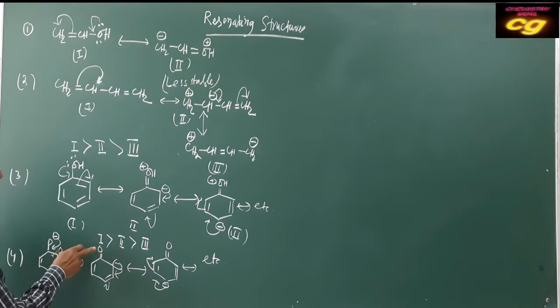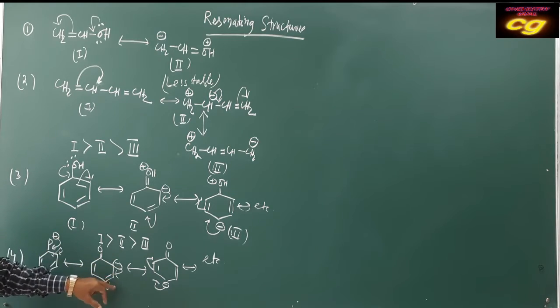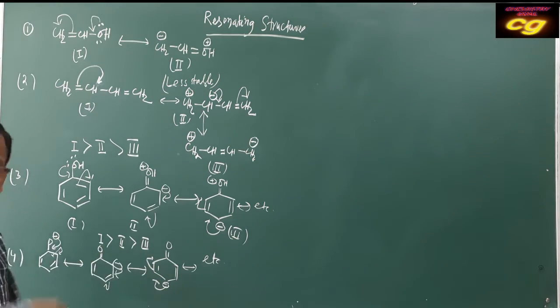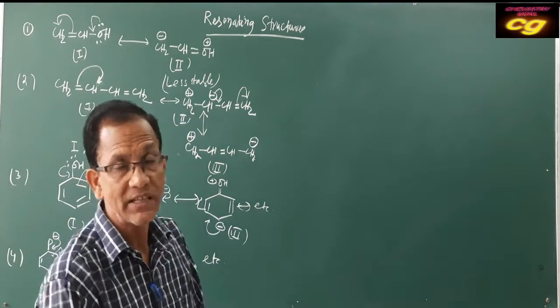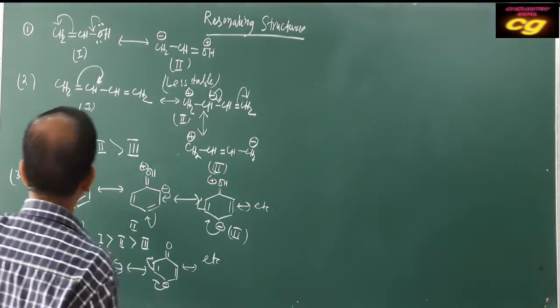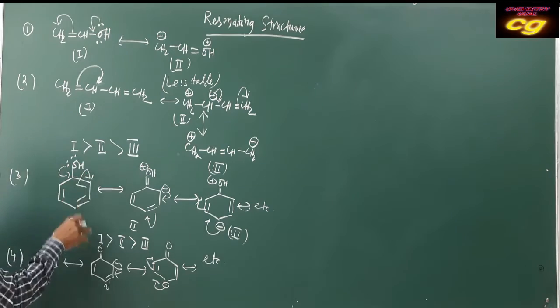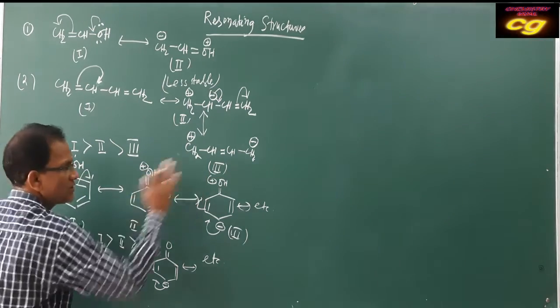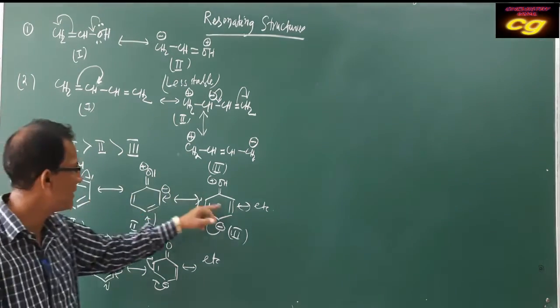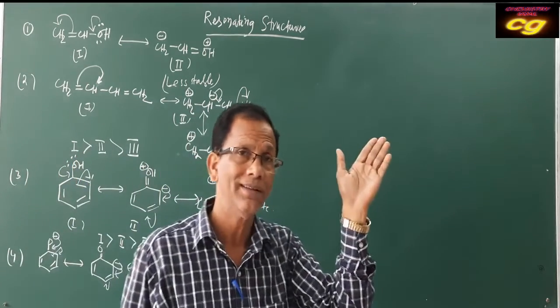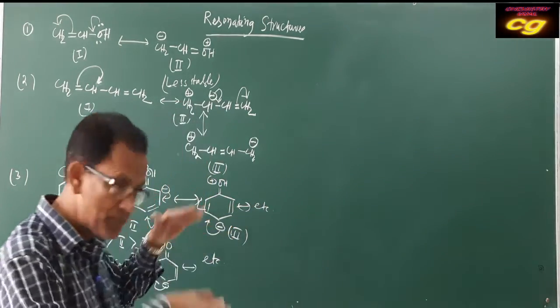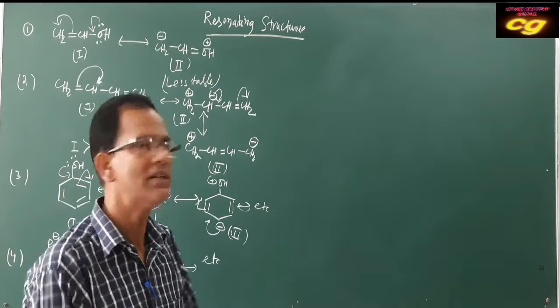But here, the same minus charge is delocalizing from oxygen to carbon, then the next carbon like this. The negative charge is delocalized. Delocalization of negative charge generally means stability increases. But here, delocalization takes place, but what happens? Charge separation is observed. If there is charge separation, as we have already discussed in the last videos, stability decreases.